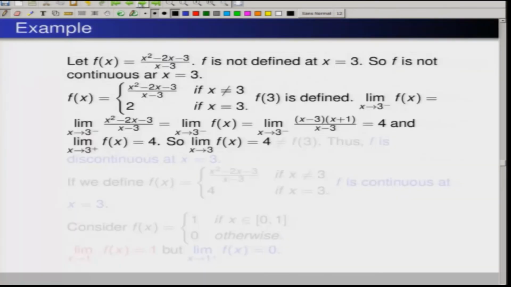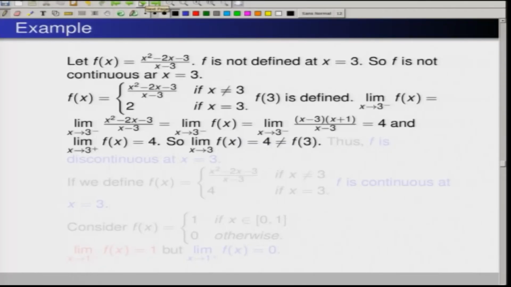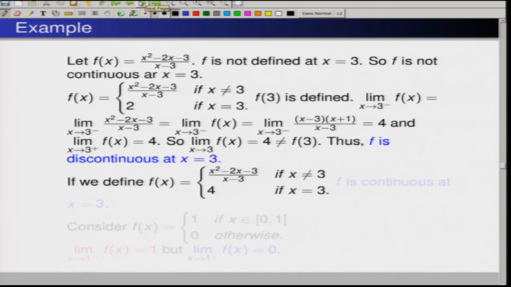Similarly, we can find the right hand limit, which is also going to be equal to 4, because of the same phenomenon: x minus 3 is not equal to 0. So, we can cancel the numerator and the denominator, and the right hand limit will also be equal to 4. So, the limit of f of x as x goes to 3 is equal to 4. However, this is not equal to f of 3. Thus, f is discontinuous at x equal to 3.